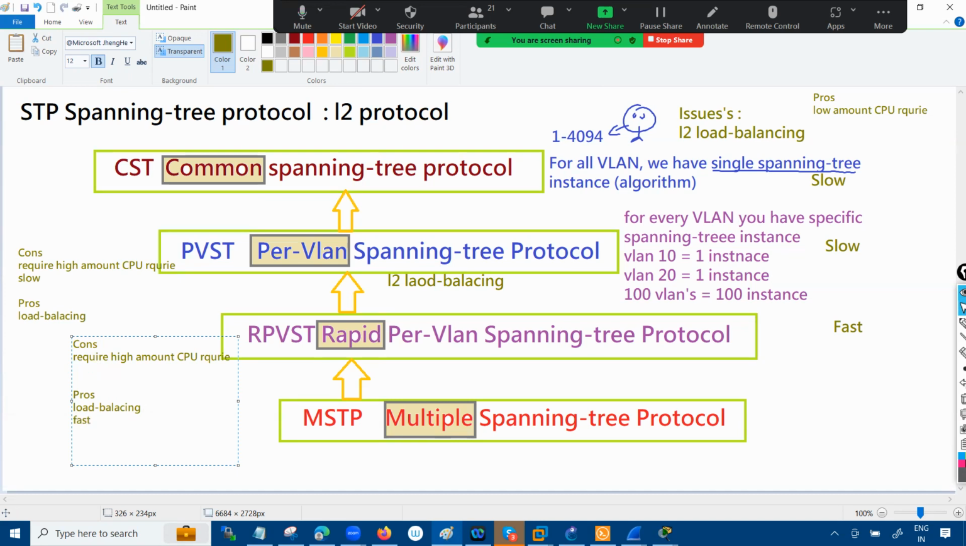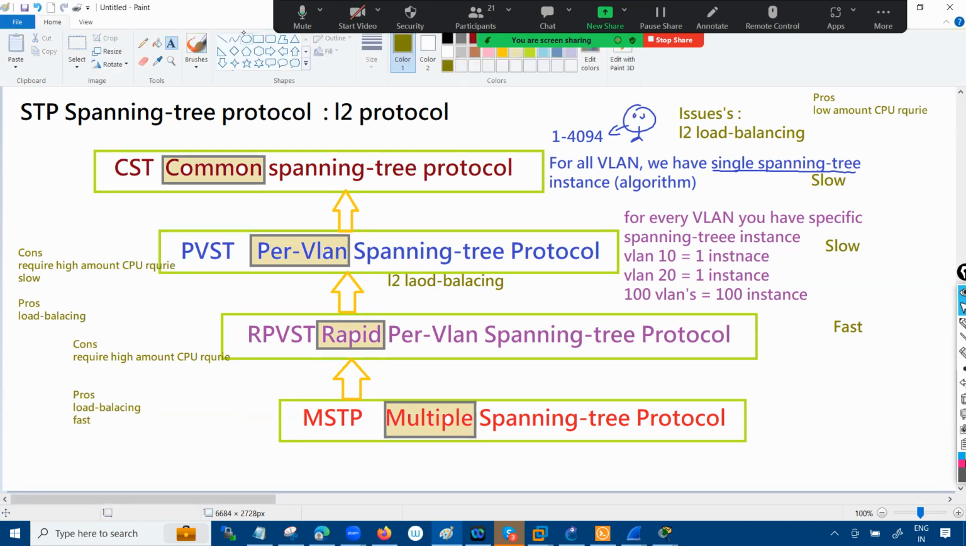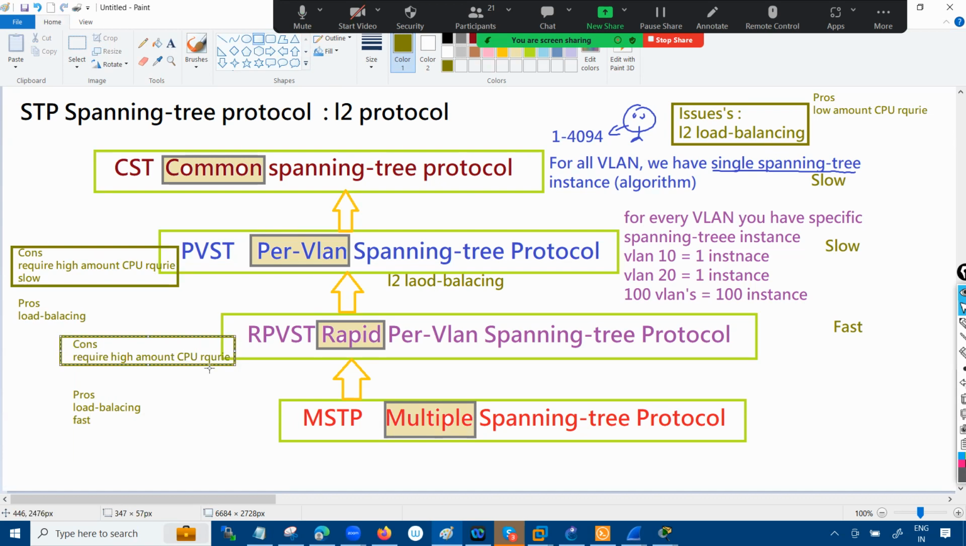If you see things properly in the three protocols, CST, PVST, and RPVST, every one has some issues, man. What is the issue of this one? Sorry, not this one. What is the issue of the RPVST? Everyone has some issues, right? To avoid all these problems, we came up with the concept known as the MSTP protocol.